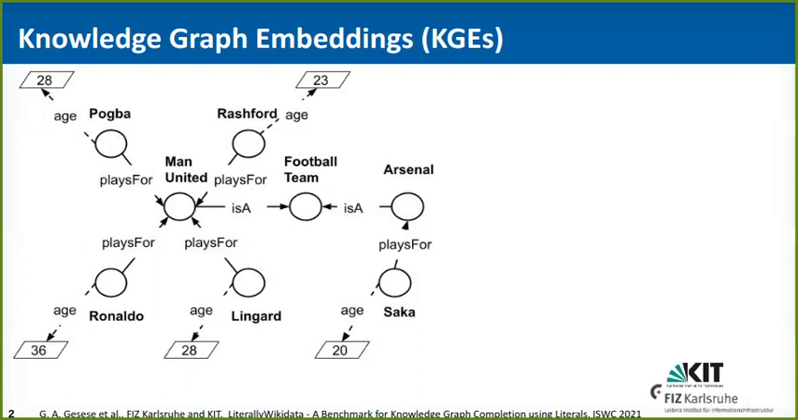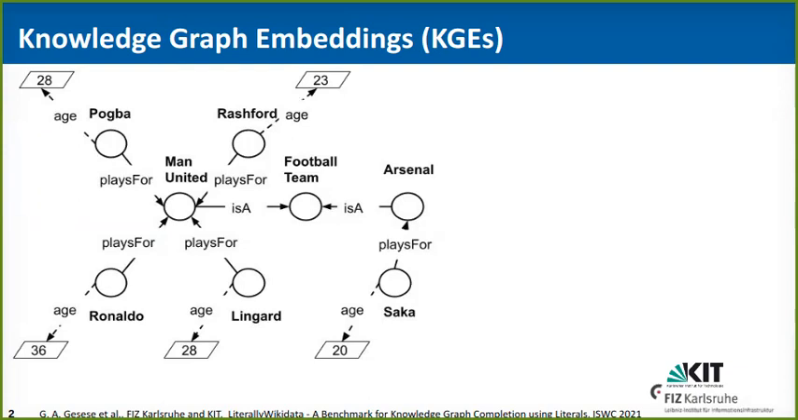For instance, this small knowledge graph about five England football players shows that Pogba, Rashford, Ronaldo, and Lingard play for Manchester United, whereas Saka plays for Arsenal. Moreover, the fact that Manchester United and Arsenal are football teams is also present. Looking at the players' age, Pogba and Lingard are both 28 years old, whereas Rashford is 23 and Saka is 20. Ronaldo, 36, is the oldest among these players.